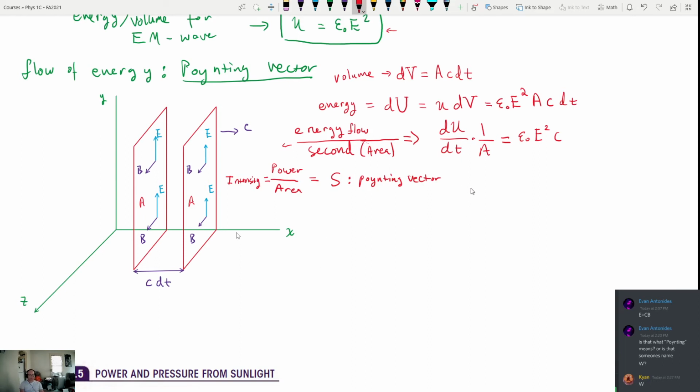Anyway, so that's what the Poynting vector is, this thing S, and we're going to say it's basically equal to epsilon naught times E squared times C in terms of its magnitude. But this isn't really the Poynting vector. It's really the energy flow per second per area, okay? But it is the magnitude, at least. We'll write it like that. This is the magnitude of the Poynting vector. There's nothing wrong with saying that. That is definitely true. It just isn't the vector itself yet. We're going to get there in a second.